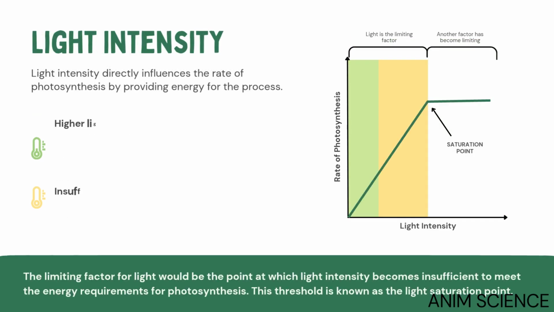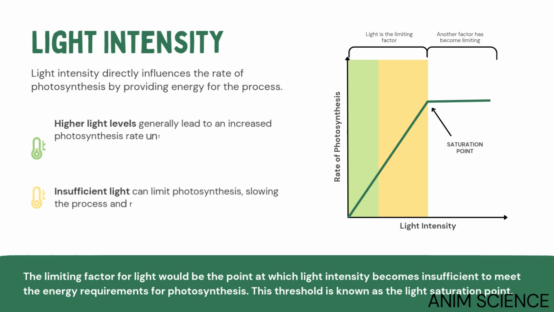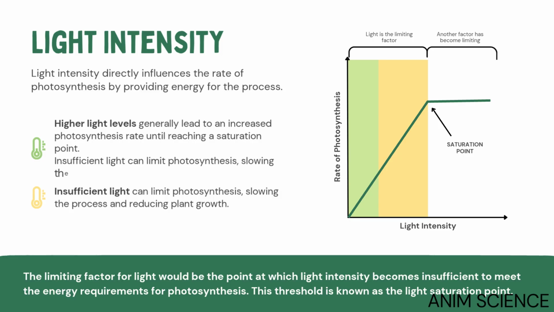Now let's understand how light intensity affects the rate of photosynthesis using this graph. On the horizontal axis, we have light intensity, and on the vertical axis, we have the rate of photosynthesis. As you can see, the graph starts from the origin and rises upward. Let's break this down step by step. At low light intensity, the rate of photosynthesis is very slow. This is because the plant is not receiving enough light energy to carry out the process efficiently.